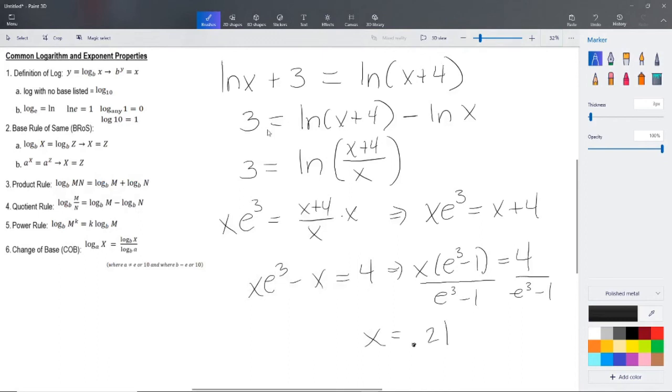Again, like anything else we've talked about thus far in this chapter, in this section, it's checkable. I could go back to the original and say, give me the natural log of 0.21 plus 3, and it should equal the natural log of 0.21 plus 4.